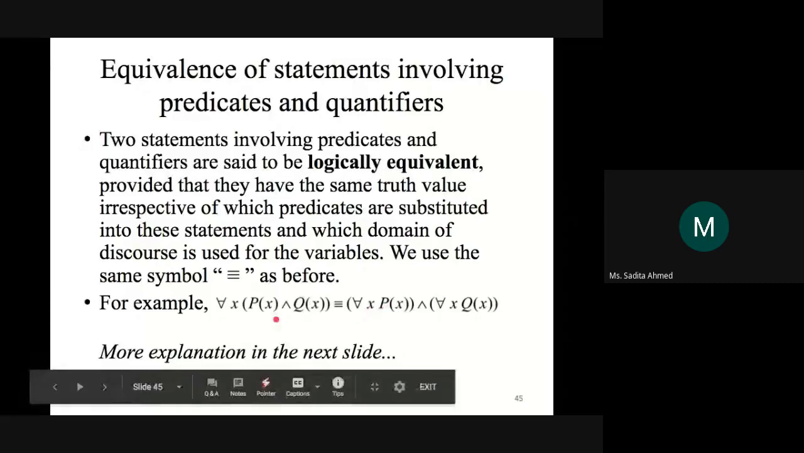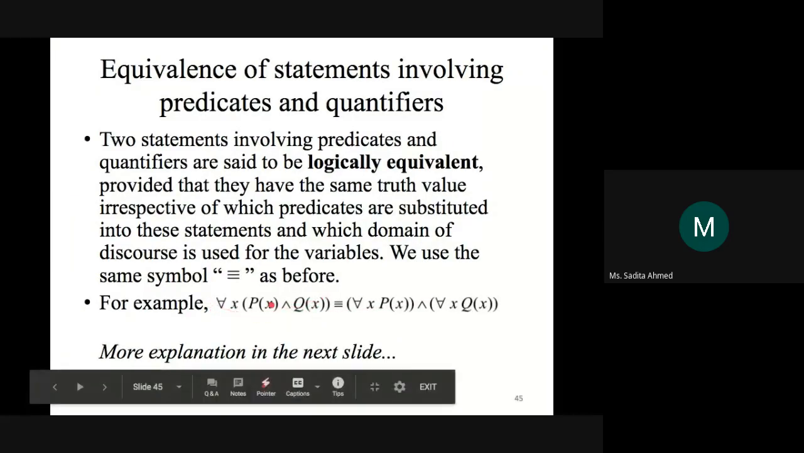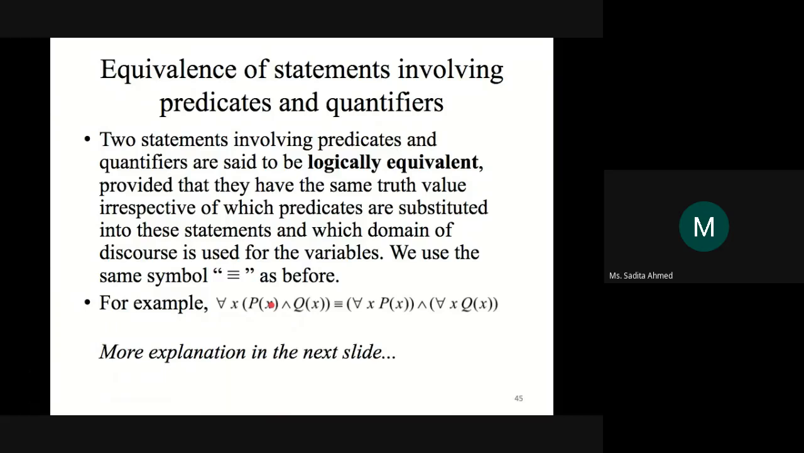Bear in mind that the specific predicate that you use for p(x) in this statement is going to be the same predicate in the second statement. Same goes for q(x). You are allowed to use whichever predicate you want for q(x), but the one that you use on the left-hand side will be the same on the right-hand side. Same goes for the domain. You're allowed to choose whichever domain you want, but both of them will have the same domain. So whichever domain or predicate you use, as long as the statements have the same truth value, they are logically equivalent.